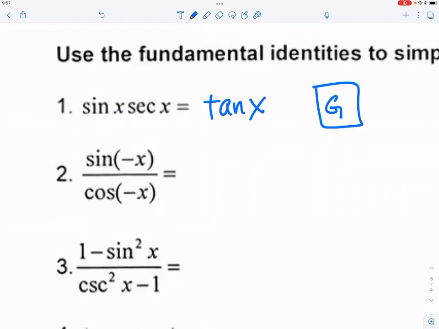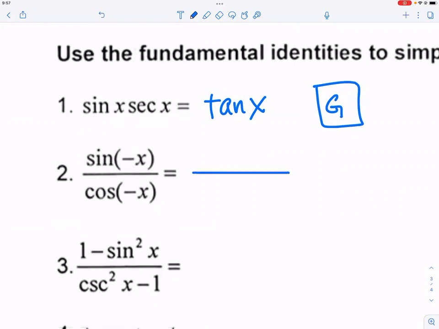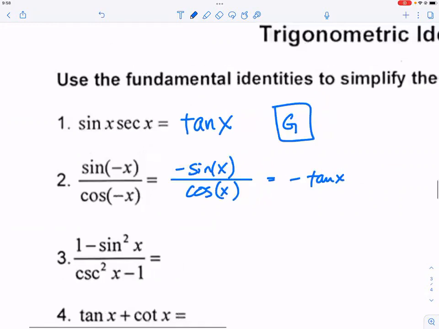Number two. Now for number two, so you have this. These are the odd function, even function stuff. So when you look at this, you need to know, okay, which one is odd function? Which one is even function? Sine is the odd function, so that's why the negative goes to the front, because that's what an odd function does. And cosine is an even function, so that's why the cosine of negative x is the same as cosine of x, and that gives you negative tangent. That would be the letter N.